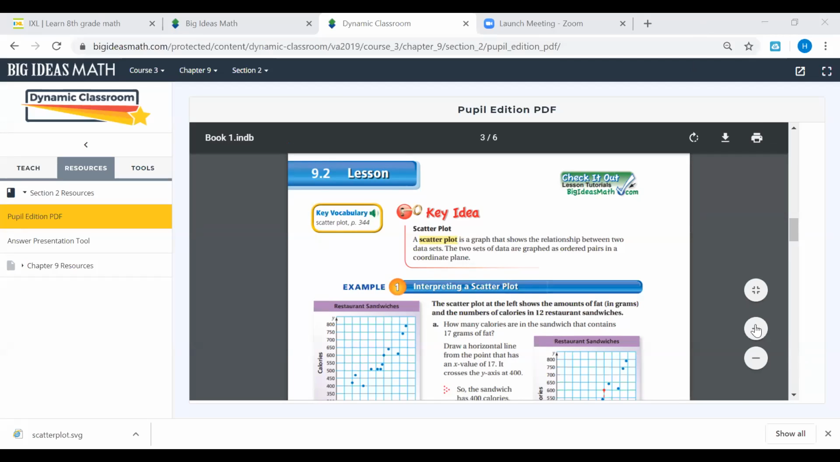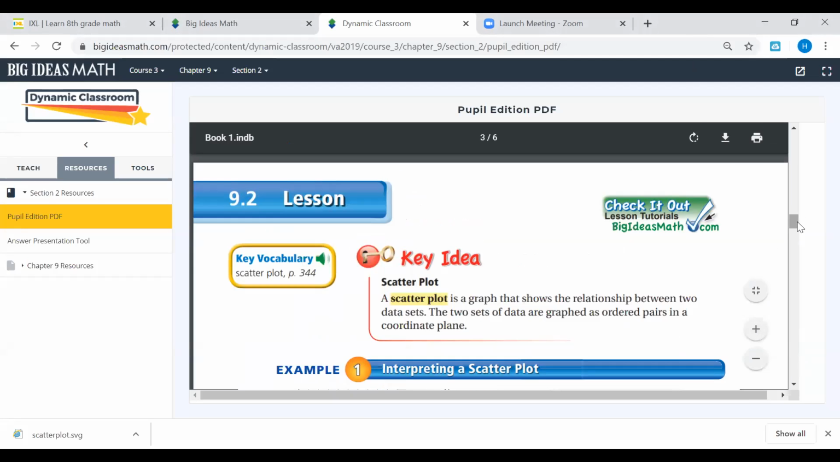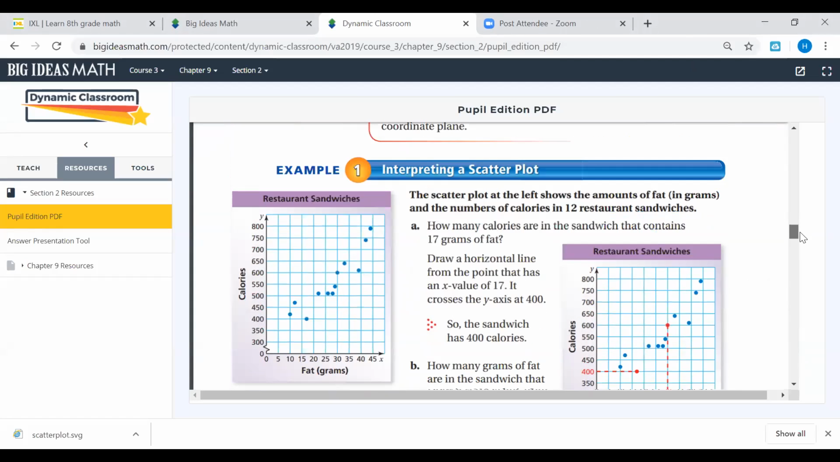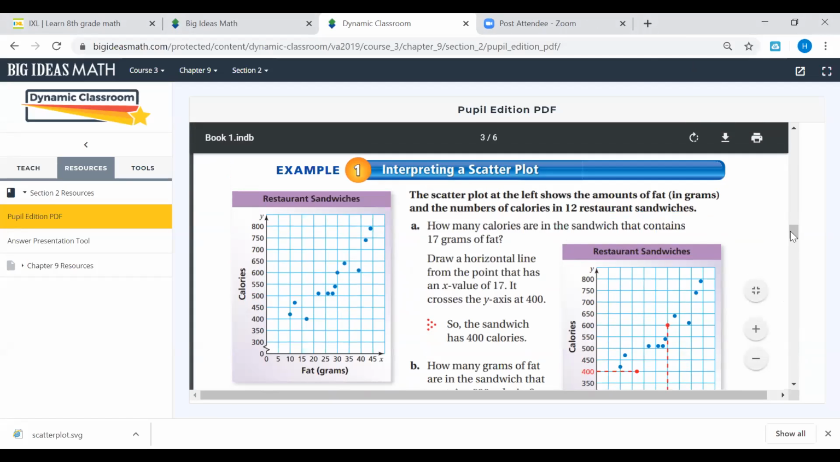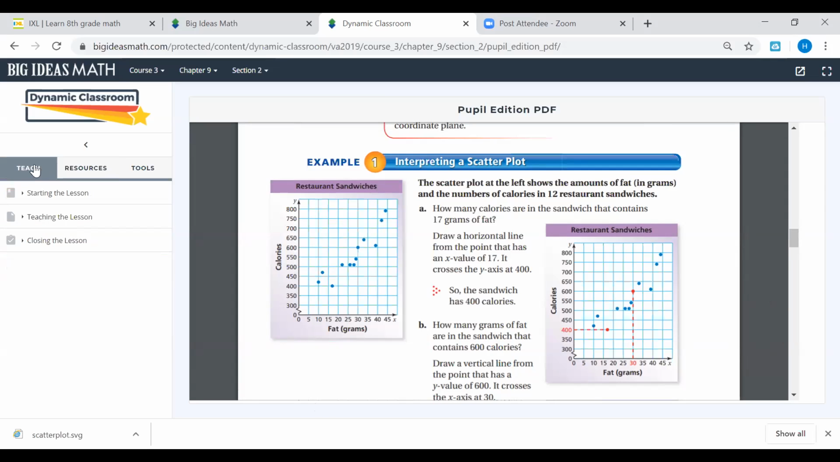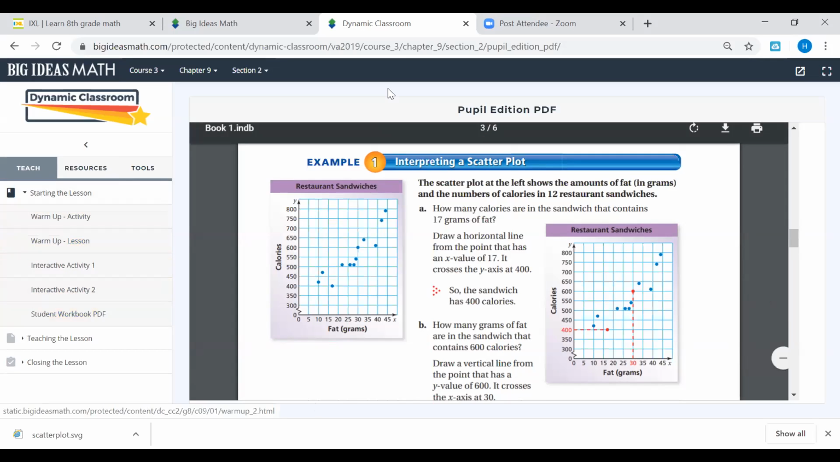Let me just read this to you. A scatter plot is a graph that shows the relationship between two data sets. The two sets of data are graphed as ordered pairs in a coordinate plane. And so what I'm going to do is play for you the example tutorial. So if you have this, you can see the example 1 here. You can always pause this too if you wanted to read this to yourself. But let me go ahead and show you the tutorial.